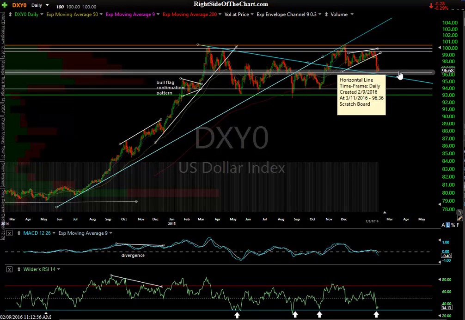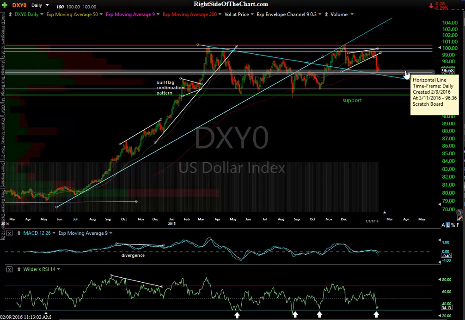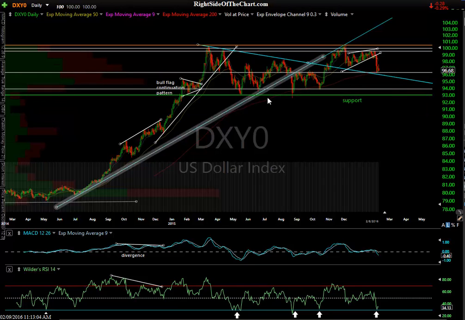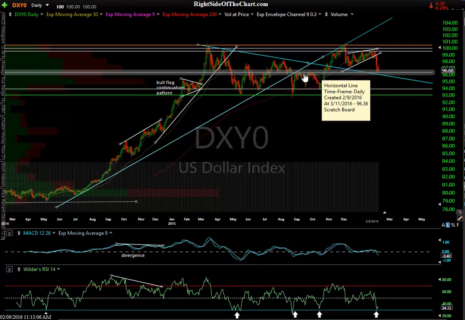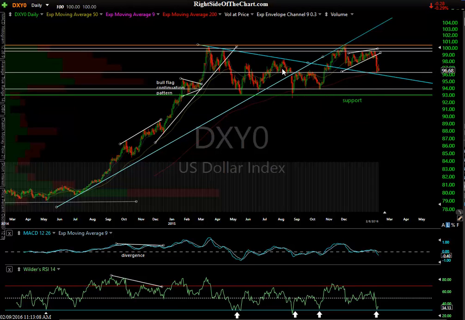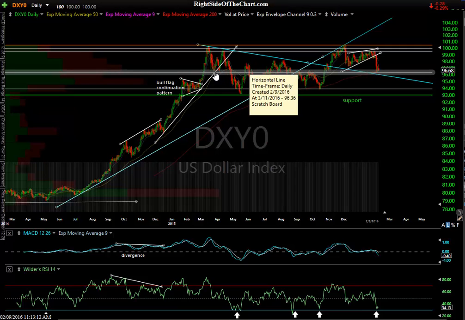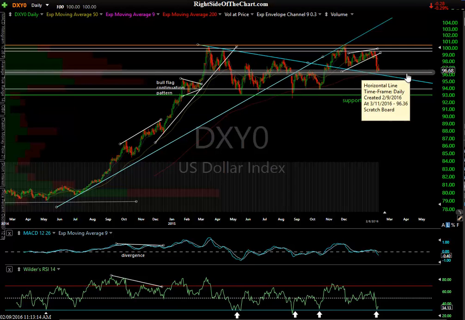Daily chart of the dollar, and I have the support line right here, roughly 96.36 on the dollar index. And you can see numerous reactions right here from below, reactions from above, back here, reactions from above. So I give this line what I would call a decent support level.